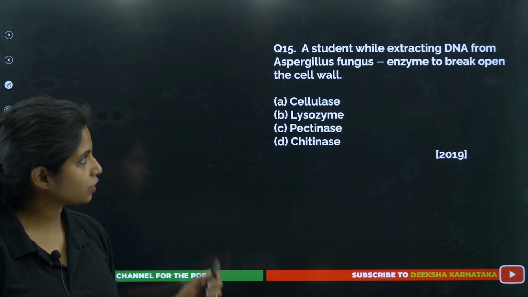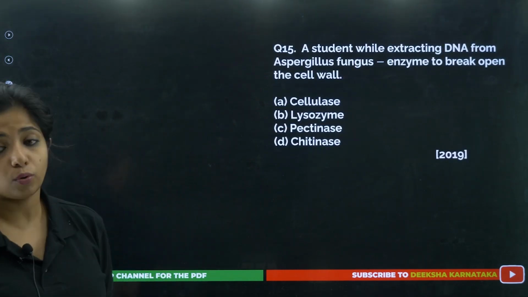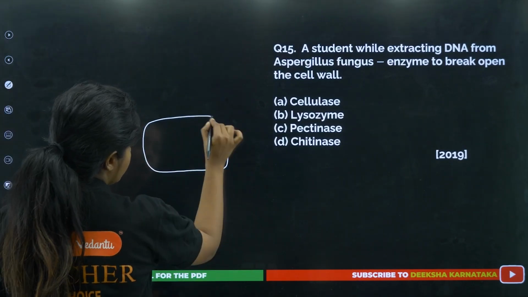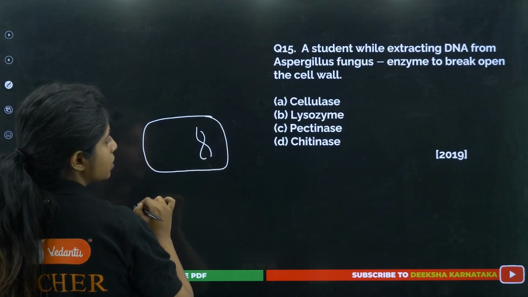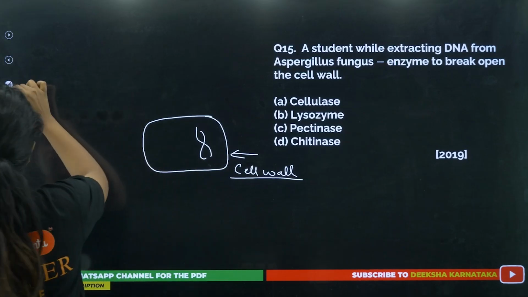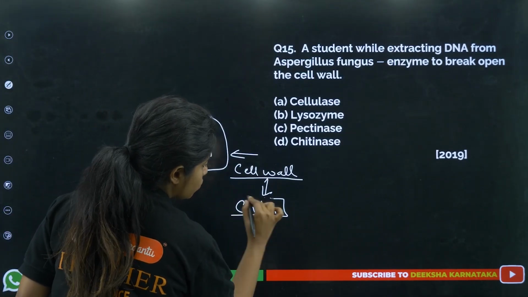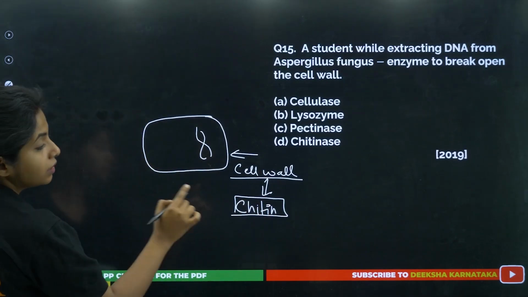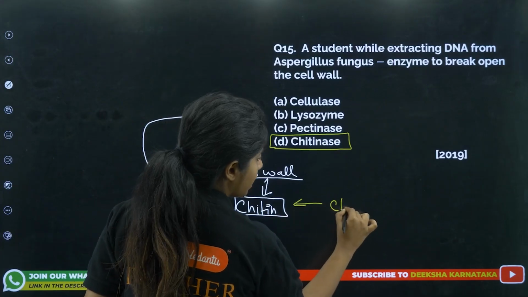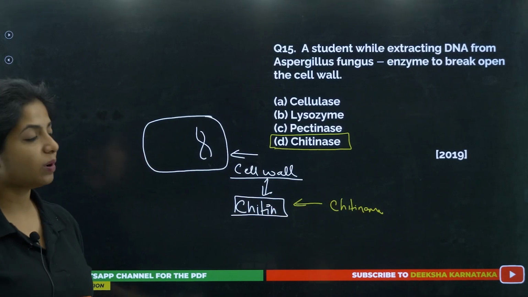Cool? Next question. A student while extracting DNA from Aspergillus fungus, the enzyme to break open the cell wall would be. So Aspergillus is a fungus. Now if this is a fungus, I want to take the gene from the fungus, I would have to break the cell wall, and in the case of fungus, the cell wall is made up of something that is known as what, children? Chitin. So what enzyme will be needed to break down chitin? I will be needing chitinase. So once I break it down with the help of chitinase, I can get into it and take the gene of interest. Okay, or probably extract the DNA.